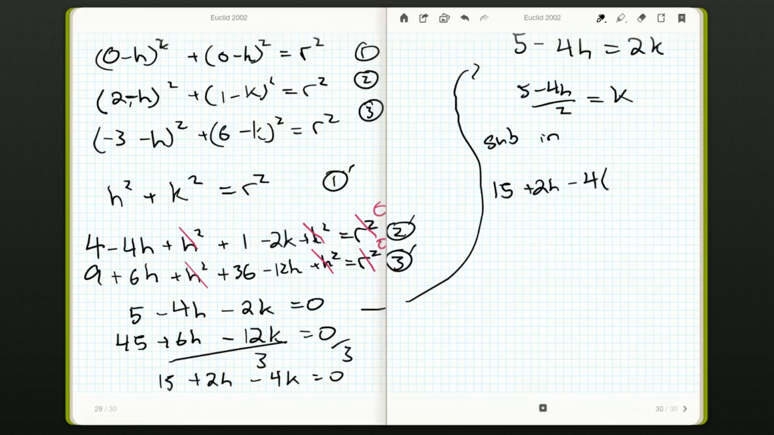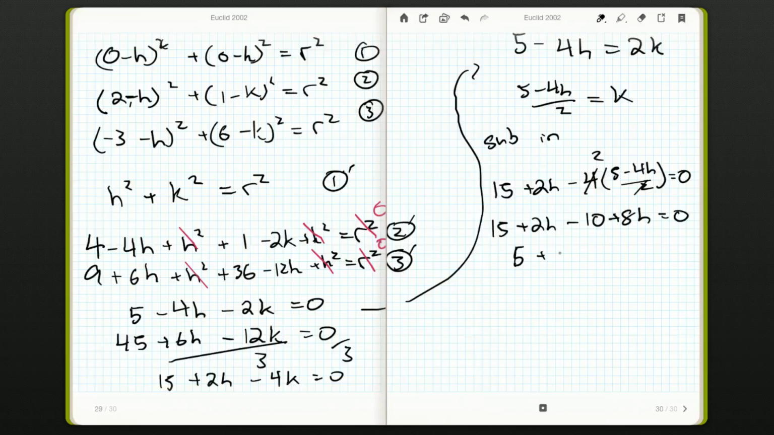Minus 4 times (5 minus 4h) over 2. That's got to be equal to 0, so let's expand that and simplify it. The 4 and the 2, we'll just be left with a 2 on top, so negative 2 times 5, that's negative 10. Negative 2 times negative 4h, that's plus 8h. And 15 minus 10, that's going to be 5. 2h plus 8h, that's going to be 10h, is equal to 0.